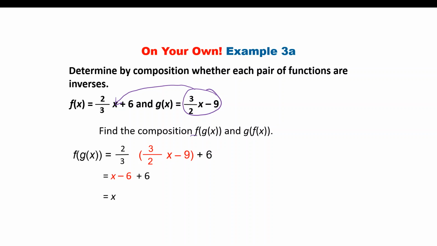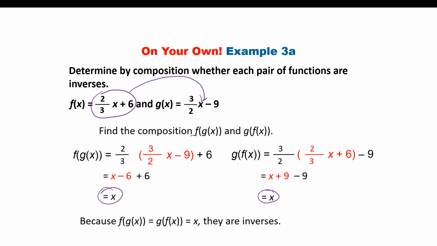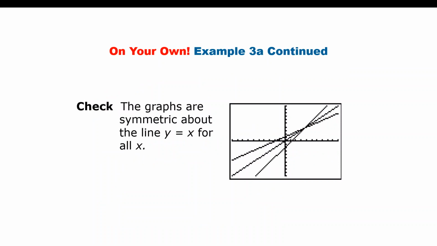So now we're going to try it the other way around. This time when we do g of f of x, we're going to take everything that's in f of x and put it inside the x that's in g, okay? So if you're not sure of that, turn your video off and just study it for a few minutes. And then when you actually multiply it all out and solve it, we end up with x. They both equal x, and if they both equal x, that tells us that they are inverses. And again, you can check and you see that they are symmetric across the y equals x and for all x's.